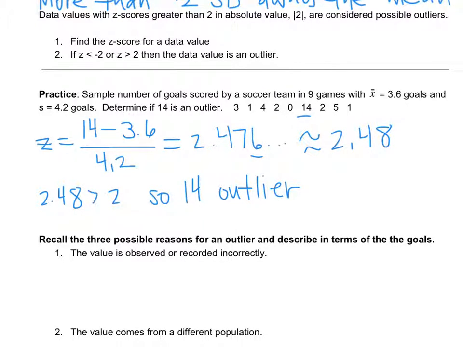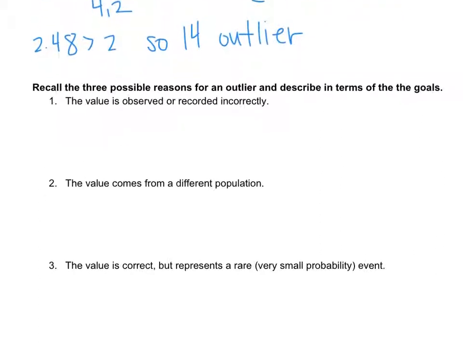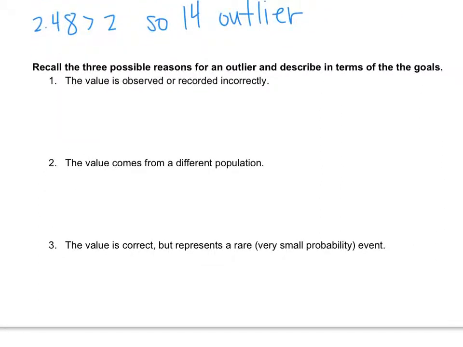Okay, we want to consider the reasons that we could get this value of 14 and then what to do with it. So if we recall the 3 reasons, first was the value is observed or recorded incorrectly. Okay, so if we can determine that 14 was really supposed to be 4, and we can make that correction, then we want to go ahead and correct that if possible. But if we know that 14 is wrong, but we don't know the correct value, then we just throw it out and don't include it.